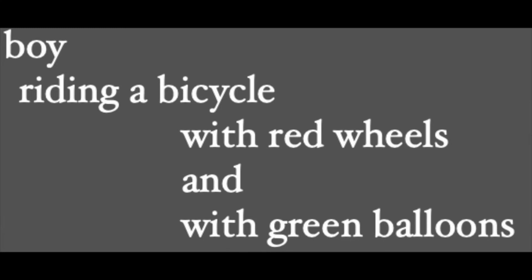And with green balloons. Now, since you have with red wheels and with green balloons, you understand that not only does the bicycle have red wheels, the bicycle also has green balloons. Okay, so under bicycle, but indented, with red wheels. Then parallel to with red wheels is with green balloons. With red wheels and with green balloons are both modifying bicycle. Can you see that? Now we go on.